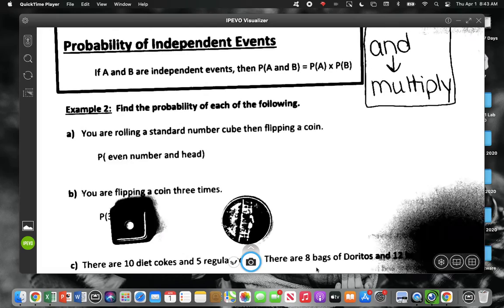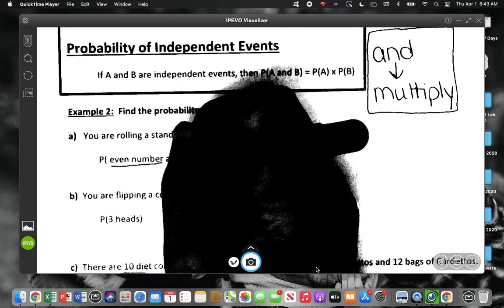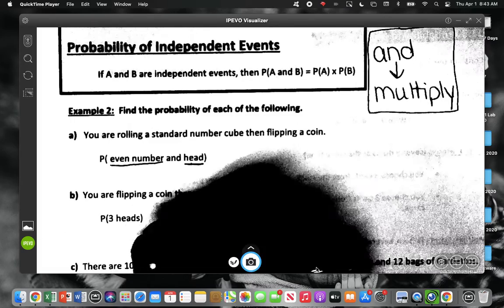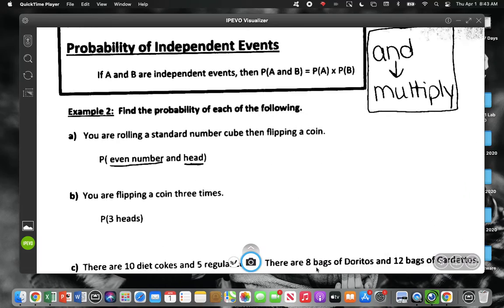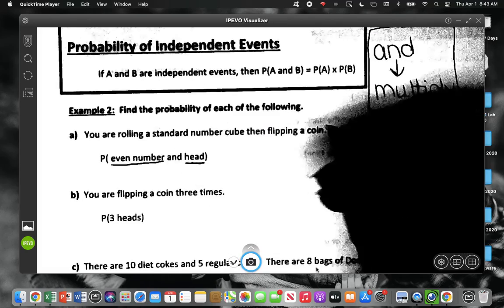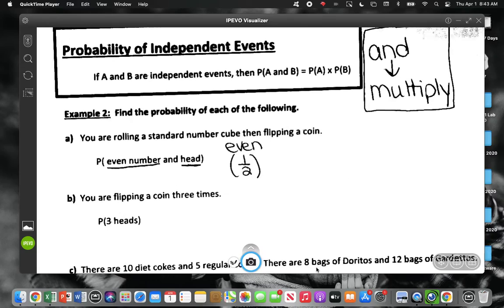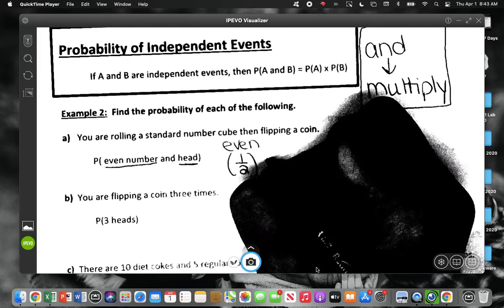So what we do is we are rolling an even number, and then we're finding the probability of getting heads on the coin flip. So what's the probability of rolling an even number on a standard number cube? All right, 50%, and we want to deal with fractions or decimals today. 1/2. All right, so the probability of rolling the even number is 1/2, because 3 out of the 6 numbers are even. And then the word and means multiply.